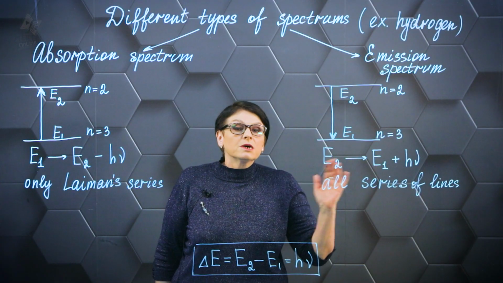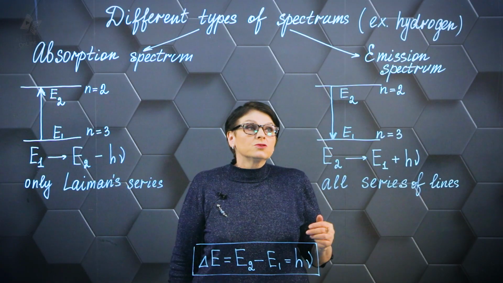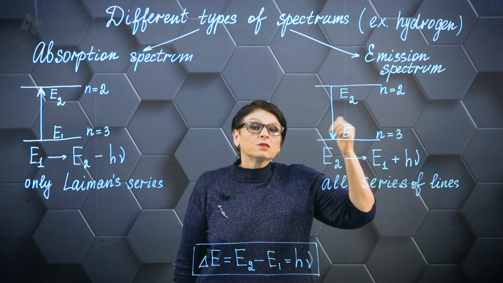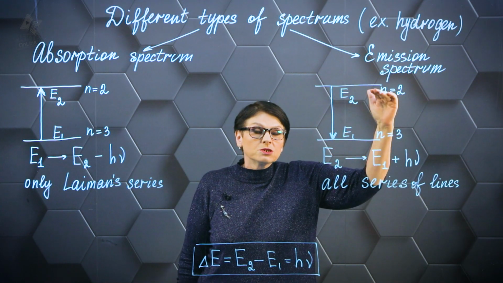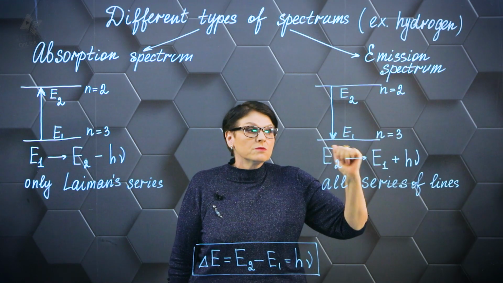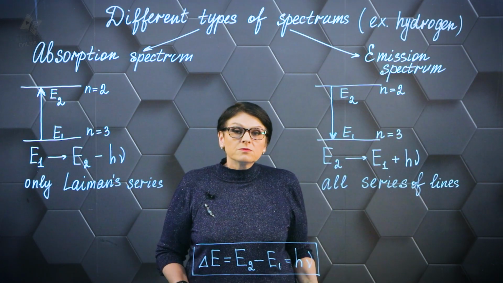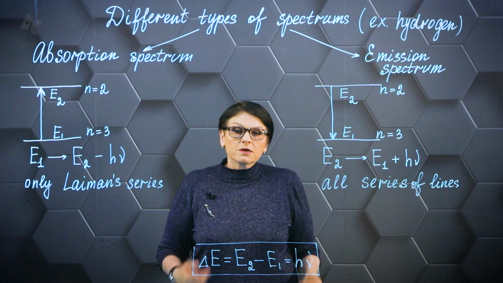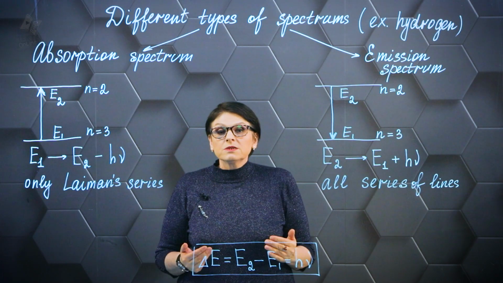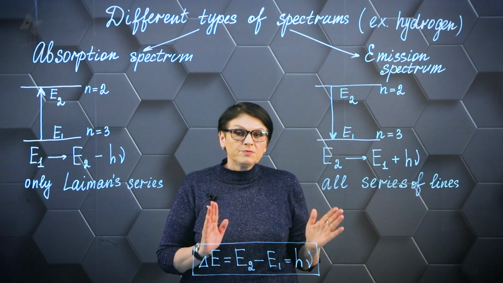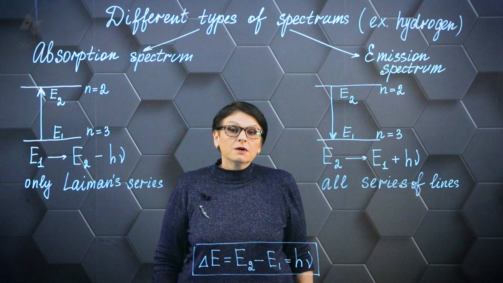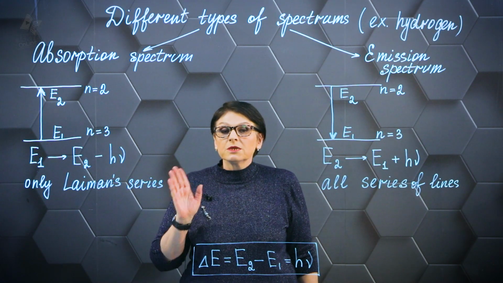If we talk about the emission spectrum, in this case, the transition is the other way around. When from the lower level, let's say level 2, the electron goes to level 3, there is emission of quanta of light, and in this connection, all the lines of the series from Lyman, Paschen, and so on will be observed.